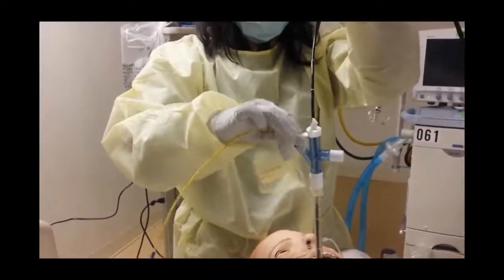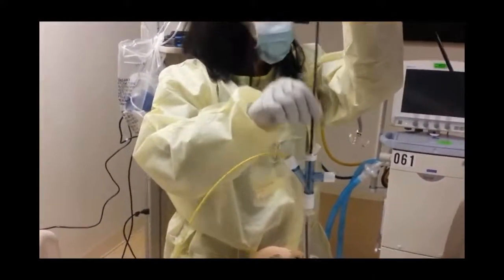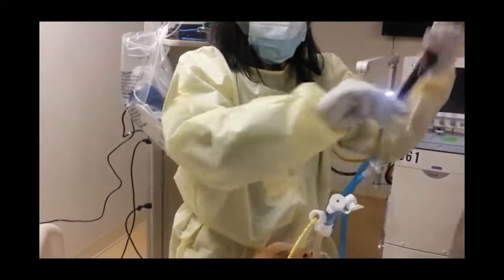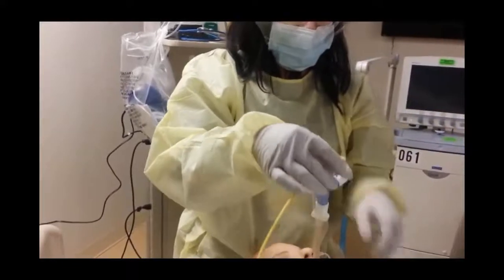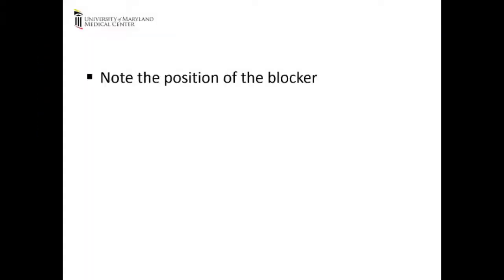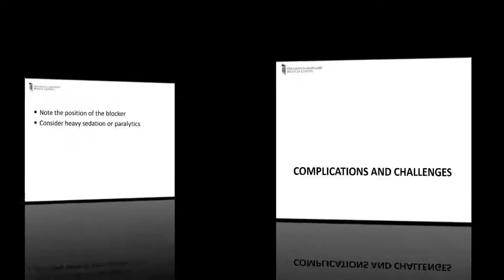Tighten the adapter around the blocker to prevent dislodgement. Suction any secretions around the bleeding area as well as the ventilated lung before removing the scope completely. Note the distance at which the blocker has been placed in order to observe any future migration of the blocker. Consider heavy sedation or paralytics if hemodynamics allow to prevent dislodgement of the blocker due to cough or agitation.